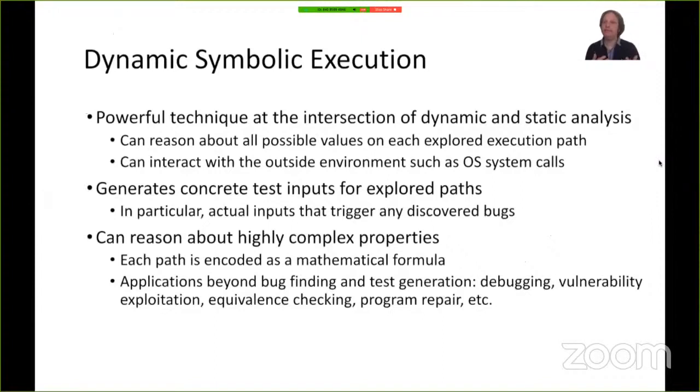Symbolic execution is also a testing technique because it can generate concrete test inputs for all the paths that it explores. And in particular, this means that it can generate actual inputs that trigger any bugs that it discovers. Finally, I want to mention that dynamic symbolic execution can reason about highly complex properties because each path is encoded as a mathematical formula. And this means that it has applications beyond bug finding and test generation. For instance, it has been successfully applied to debugging, vulnerability exploitation, equivalence checking, program repair, and many more.